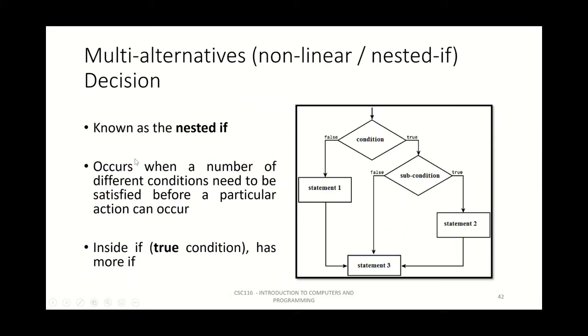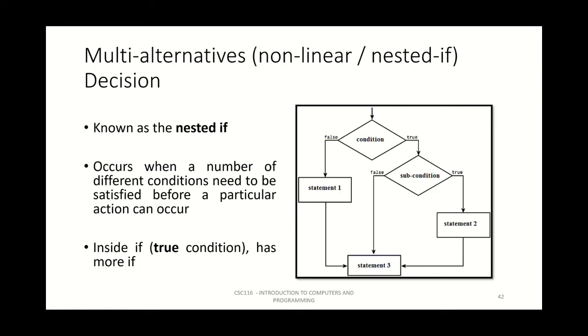Okay, and then the last one is multi-alternative or nested if, or non-linear decision. Multi-alternative non-linear, also known as nested if, occurs when a number of different conditions need to be satisfied before a particular action can occur. So inside if, a true condition has more if. This nested if is actually the opposite of the linear decisions.